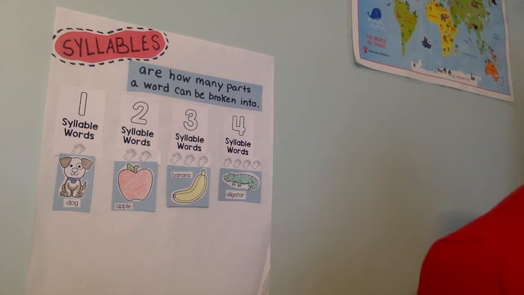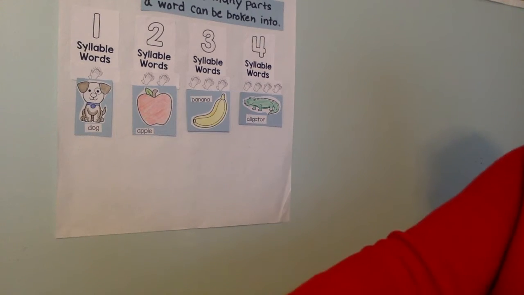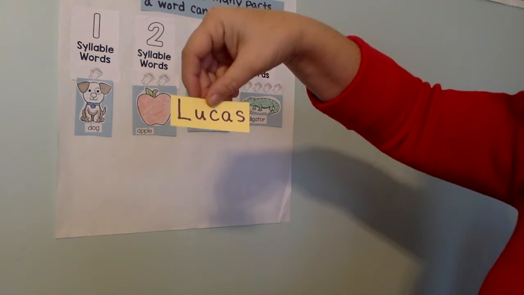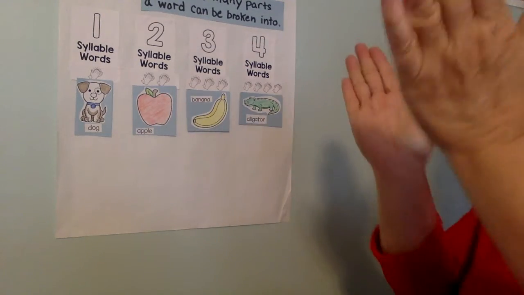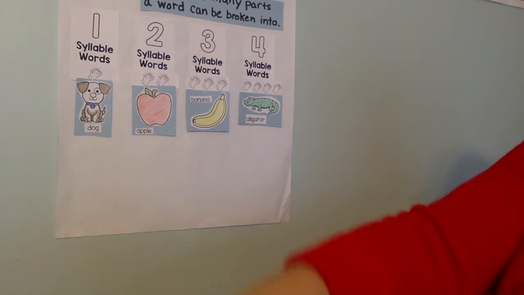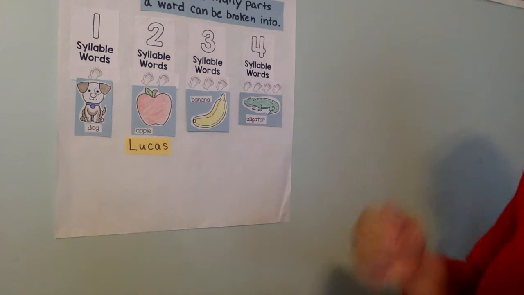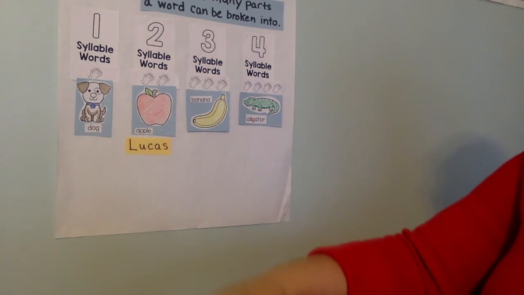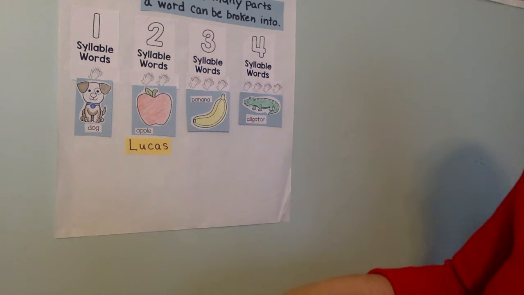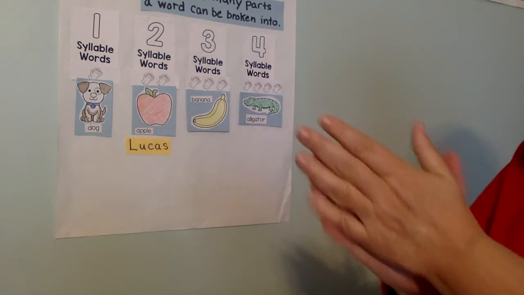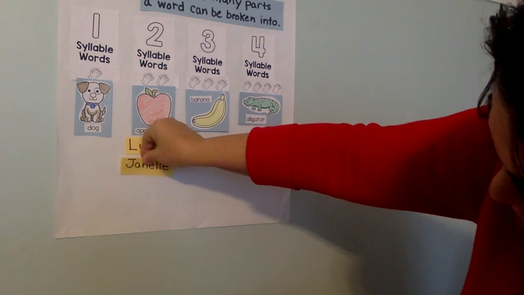Let's do the names of our friends in our classroom. Okay, we have Lucas. Lucas, how many? Two, very good. Lucas. All right, let's go with the next person's name. Janelle, let's clap it. How many syllables does Janelle have? Two.